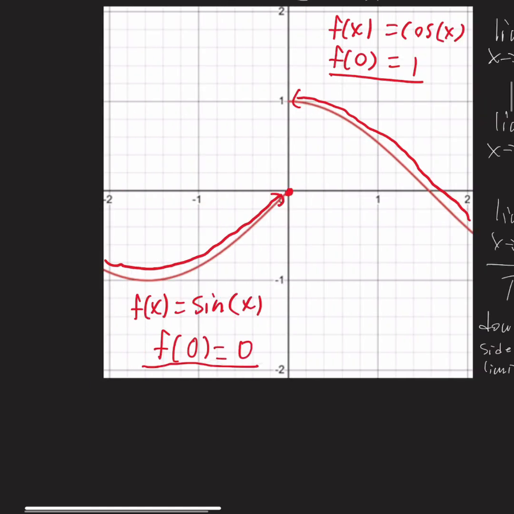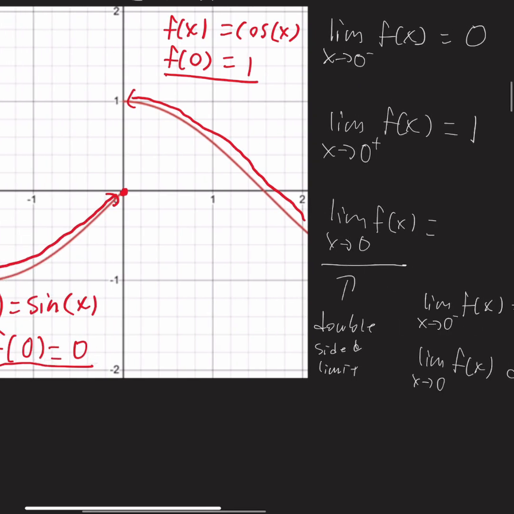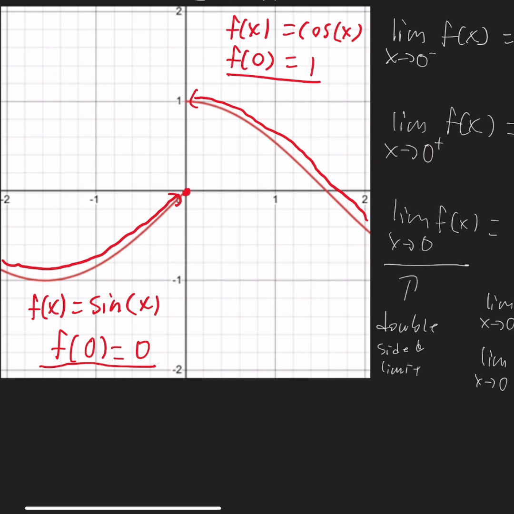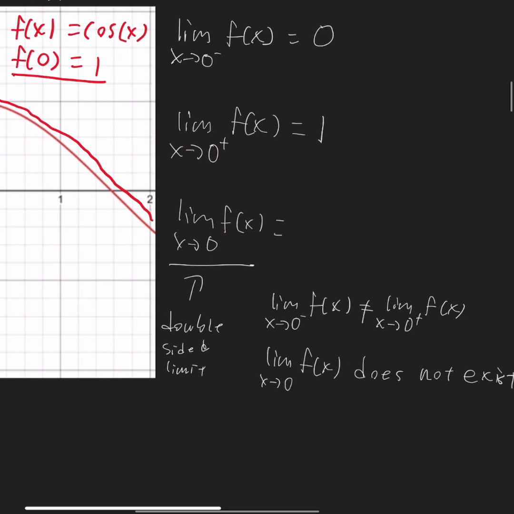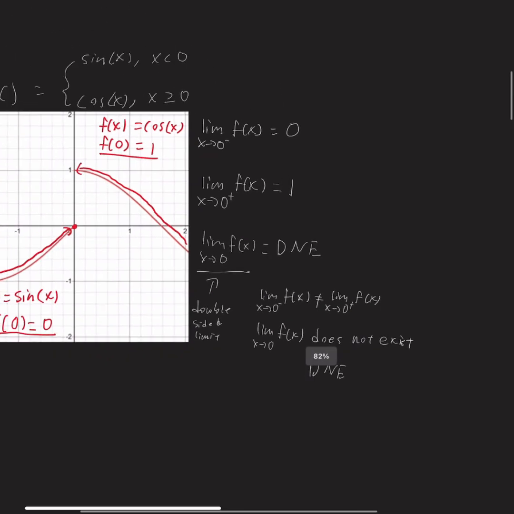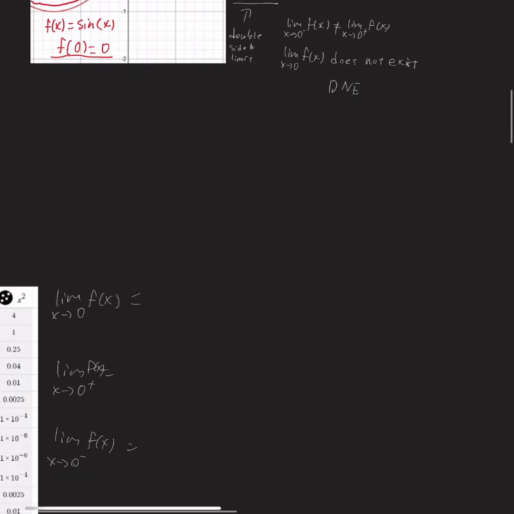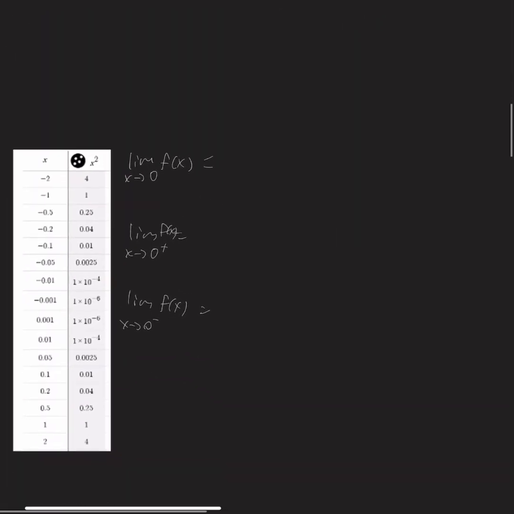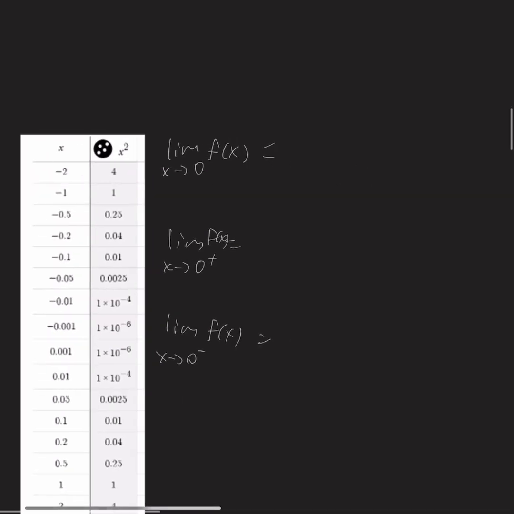Finally, the two sides do not converge to one value; the double-sided limit could be either 0 or 1. It's not a definite value, so it's not defined, and we say DNE, which stands for does not exist. DNE. All right, let's look at a table of values for limits.